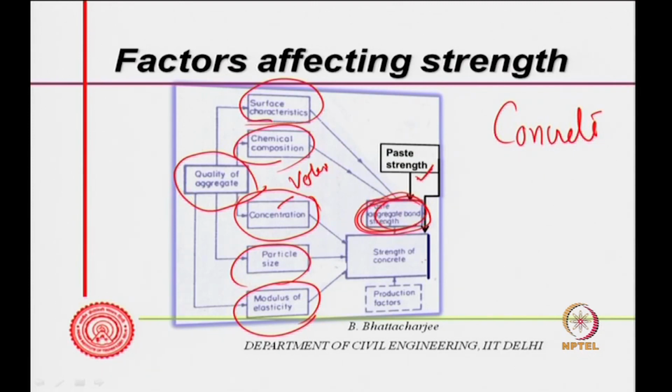Now, all this actually governs the paste aggregate bond together with the paste strength. So, paste aggregate bond is controlled by the surface characteristic, chemical composition, quality, etc., but also controlled by paste strength. So, paste strength is not the only one; this all controls the paste aggregate bond.